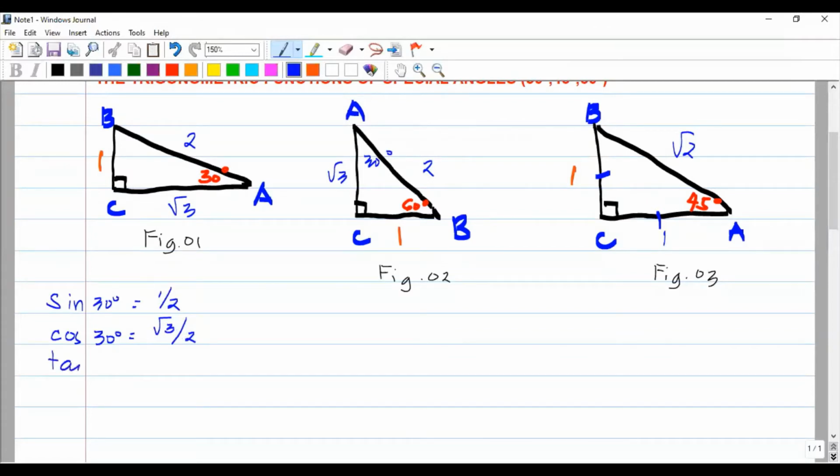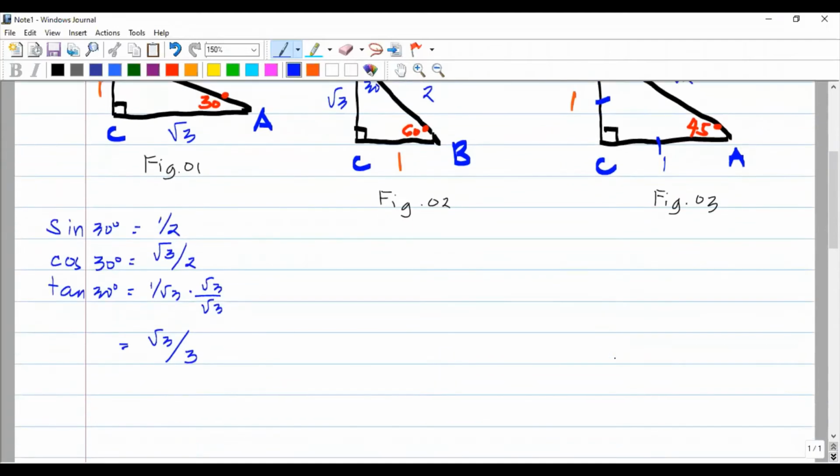And tangent 30 degrees is opposite over adjacent, that is 1 over square root of 3 times square root of 3 over square root of 3. So the purpose of rationalizing is to get rid of our radical symbol in our denominator. So we have 1 times square root of 3 is square root of 3. Square root of 3 times square root of 3 is square root of 9. And square root of 9 is 3.